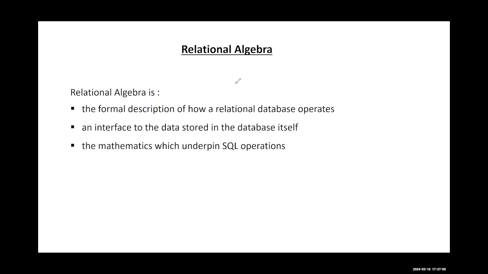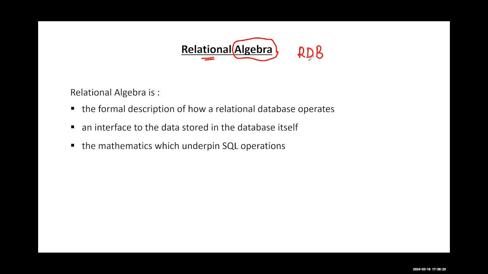Now, what is this relational algebra? Algebra, we all are aware, is something which we have studied in mathematics, isn't it? Now, similar algebra or computation operations we are going to be learning, which are related to the database, especially the relational database. That is why it is called relational algebra.